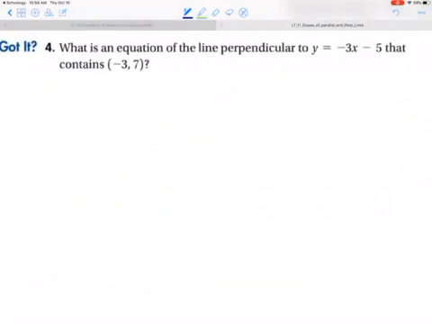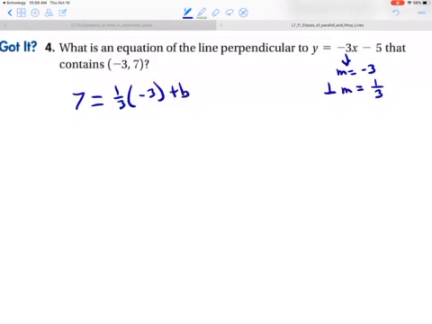Pause the movie, try this one on your own, and press play when you are finished. All right, here we have a slope of -3, but a slope of a line perpendicular will be the negative reciprocal, 1/3. We're going to use this point, plug in 7 for y, 1/3 for our slope, -3 for x, and we're going to solve that for b. When you solve for b, you end up with 8 equals b. So my equation is y equals 1/3 x plus 8.